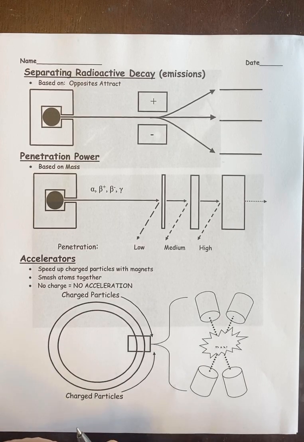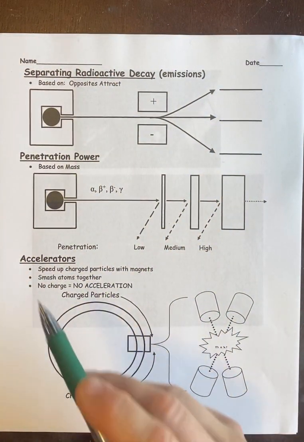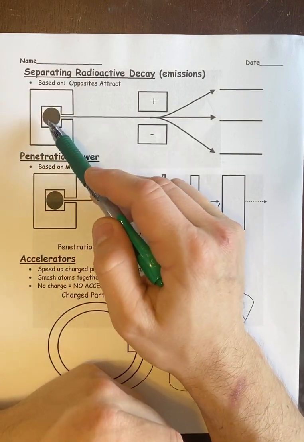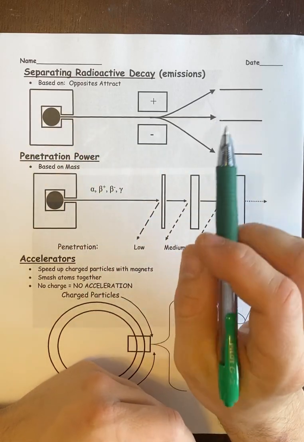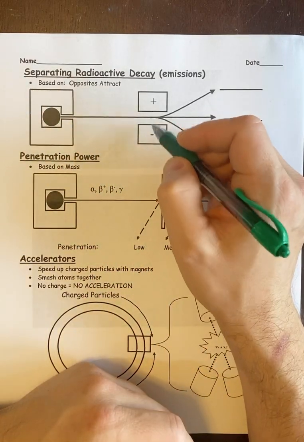Since most radioactive decays are charged, they can be separated very easily by putting them through a magnetic field. So here I would have a lead box, and here's a source of radiation. I have a little hole in the box so that it shoots radiation in one direction only. And then here's two magnets.